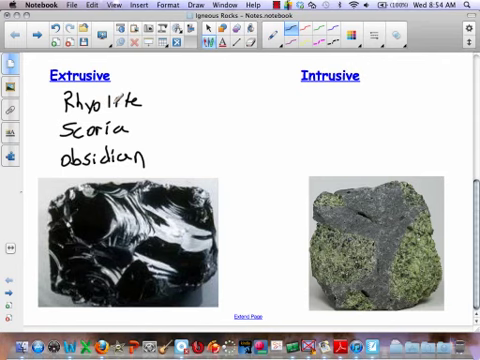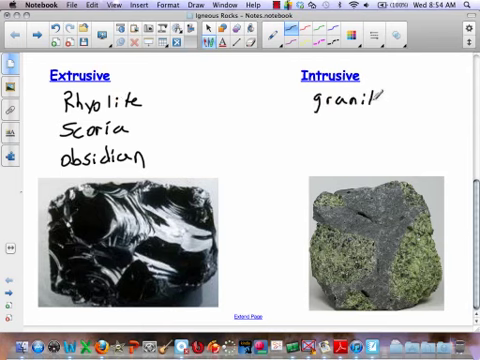All right, guys, so we're having a lot of talking. So, rhyolite. Again, we know that they're extrusive because they have very, very small mineral grains. You can't even see the grains reflecting off the surface. But now you have two that are actually intrusive. What are they? Granite and basalt.